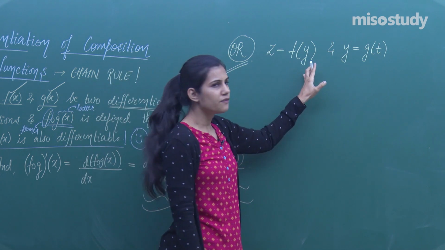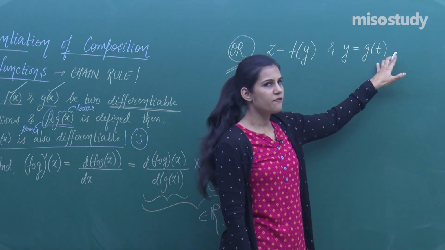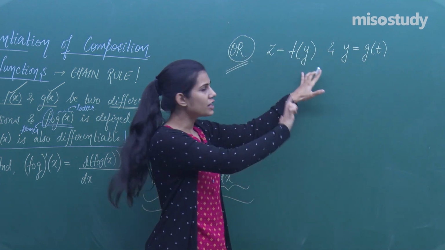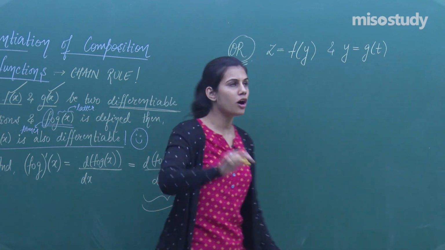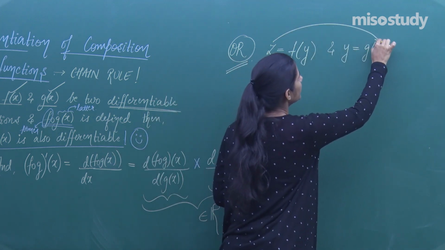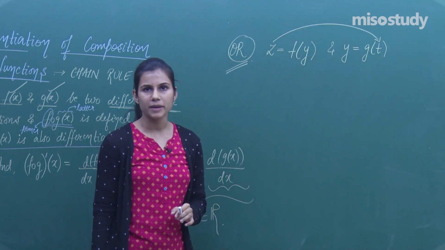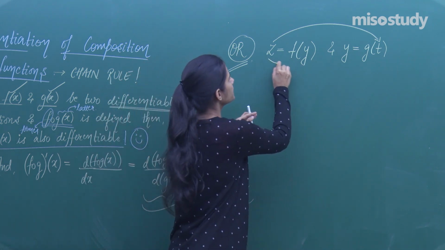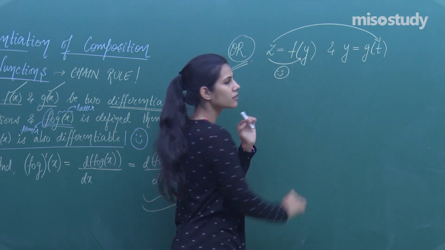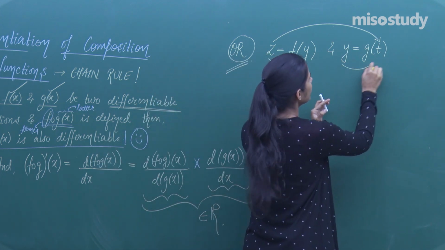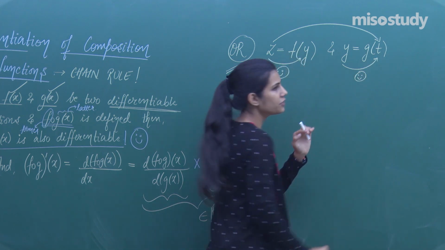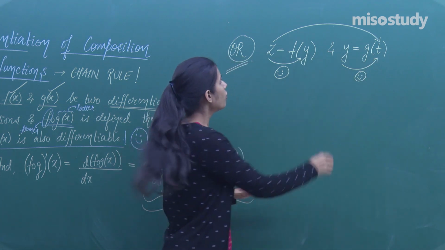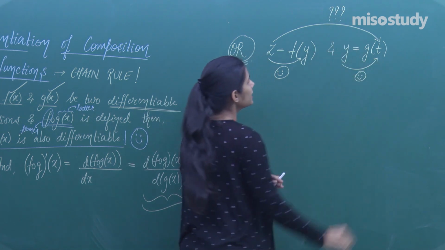So I have z is a function of y and y is a function of t. Stop. I am just trying to make a chain. Z is a function of y and y is a function of t. Stop. I am wishing to compute the differentiation of z with respect to t. See, if z is a function of y, I can very easily compute the differentiation of z with respect to y. If y is a function of t, I can very easily compute the derivative of y with respect to t. But z directly is not a function of t, and therefore how to compute the derivative of z with respect to t?